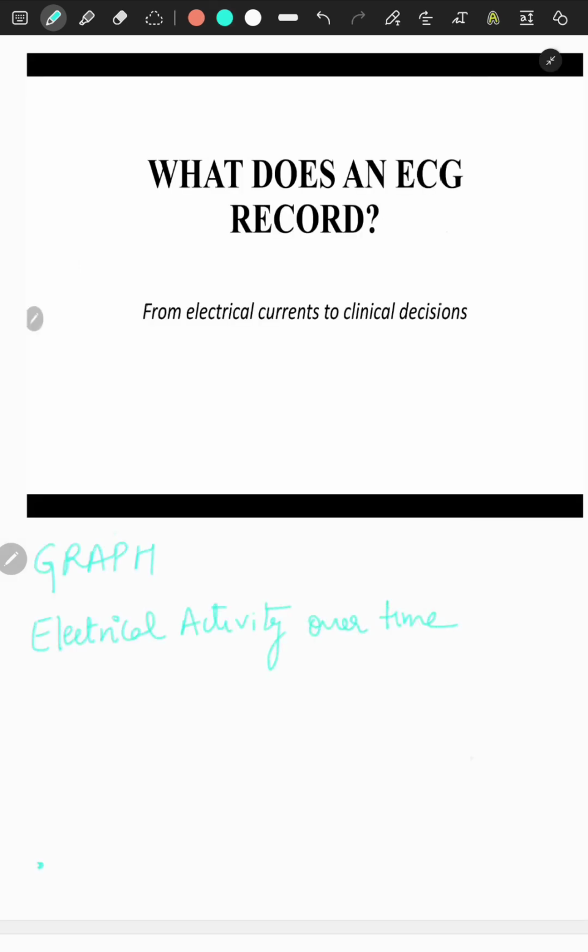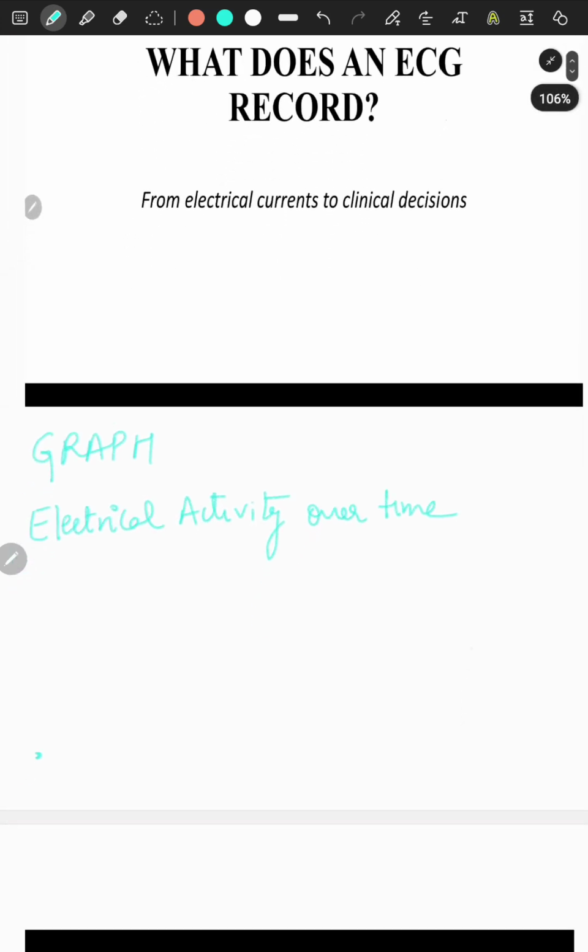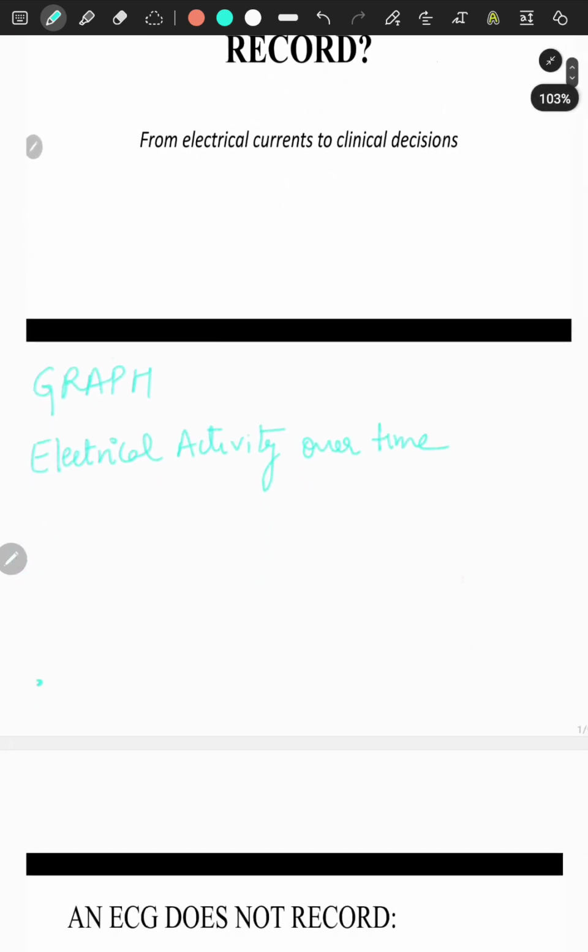So let's begin with a very basic question. What is an ECG? An ECG is a graph which records electrical activity over time. This is done by placing electrodes over the body.